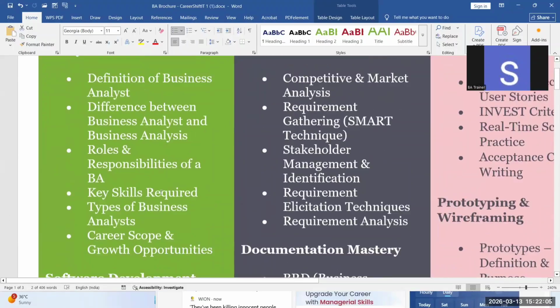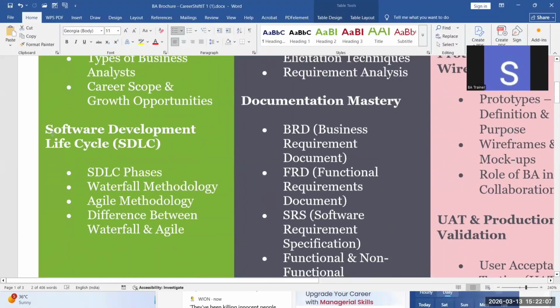After that we are also going to teach you SDLC and its phases, and the waterfall methodology and agile methodology and their difference, which is very important. This is one of the interview questions they will be asking you for sure: SDLC and what is the difference between waterfall and agile. So we are also going to teach you this as well.